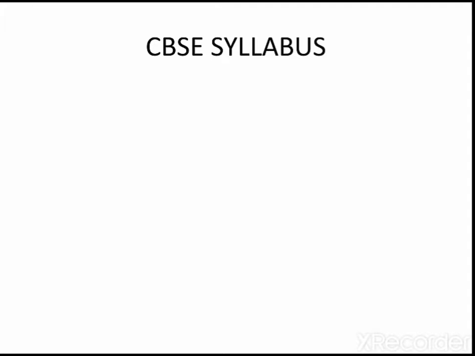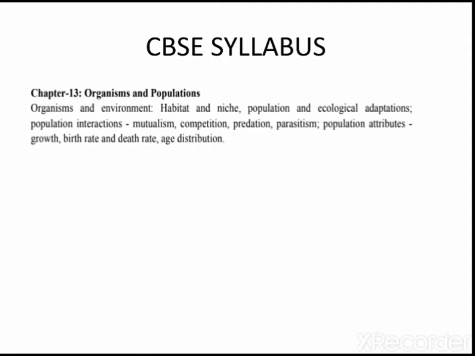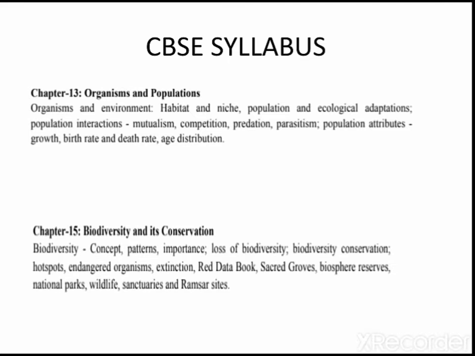First of all, let us understand what is the syllabus and what are the topics that we have to cover in both these chapters. So in the first chapter, that is organisms and population, we have to discuss the concept of habitat and niche. Also, we have to discuss adaptations and population interactions and certain attributes of population such as growth rate, birth rate, death rate, etc. So this is an easy chapter, though it's a lengthy chapter. The second chapter is biodiversity and conservation, which is a small chapter, and it basically deals with the concept, patterns and importance of biodiversity, and also the loss of biodiversity and conservation of biodiversity.